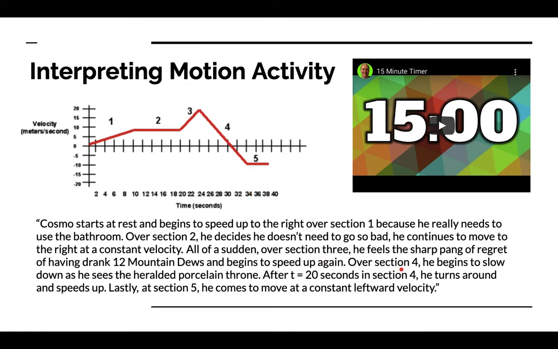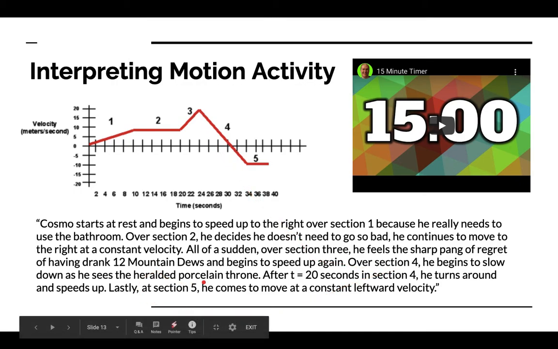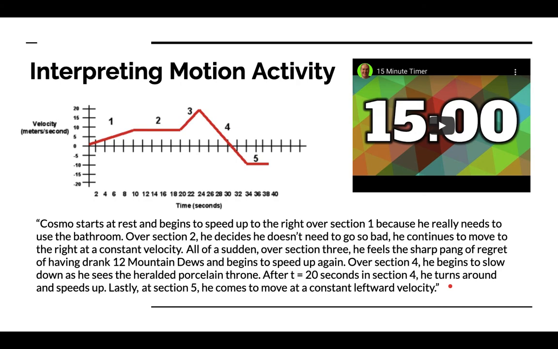Over section 4, he begins to slow down as he sees a heralded porcelain throne, so we see we're slowing down because we're heading towards the 0 here. And then after 20 seconds, t equals 20 seconds in section 4, he turns around and speeds up. Lastly, in section 5, he moves at a constant leftward velocity. So this is what you're going to be doing basically for your activity, and you can reference Classwork 2.2 for more specific guidelines.